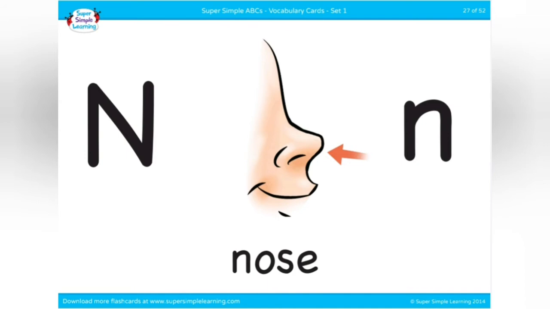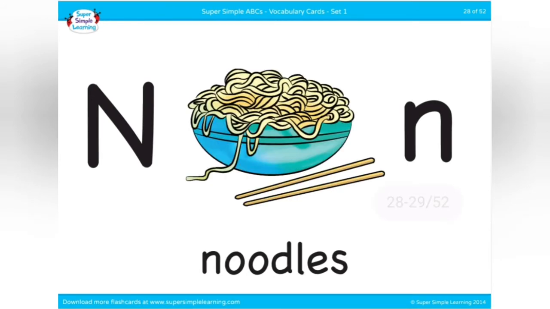Alright, the letter that comes after M is N. On the left we have capital letters and on the right we have small letters. The sound of N is N. N. Nose. Noodles.